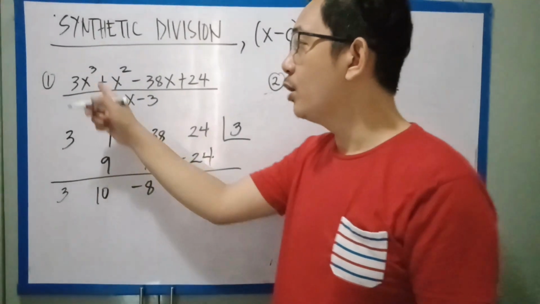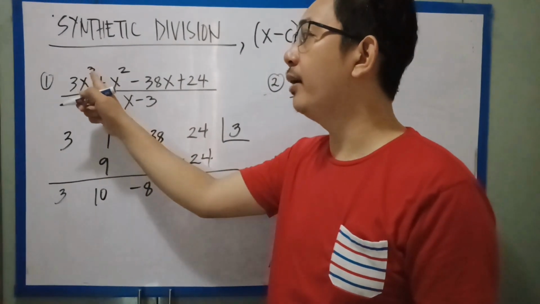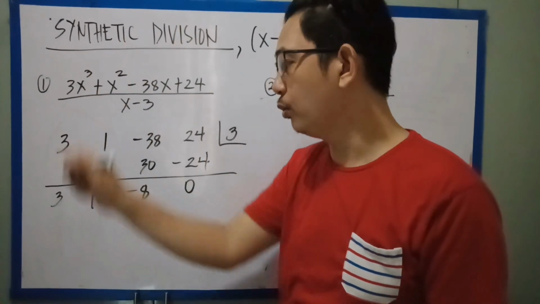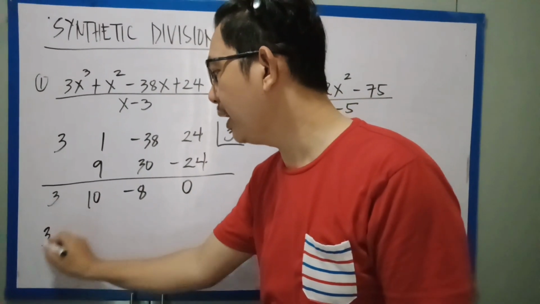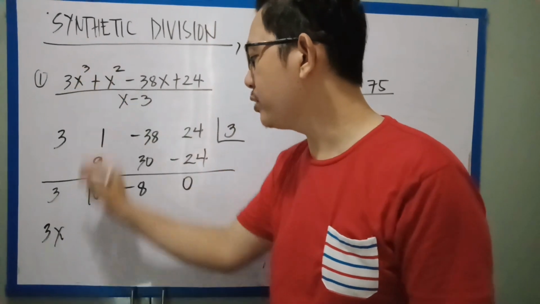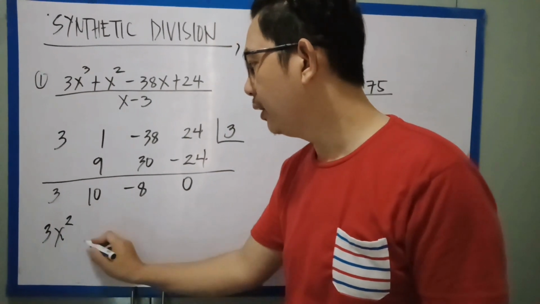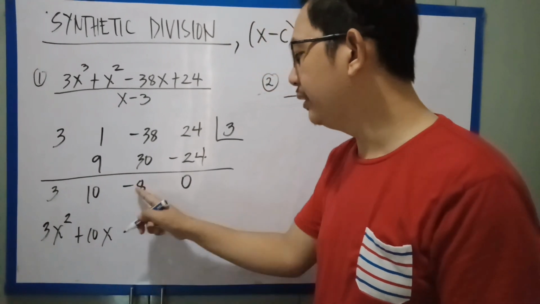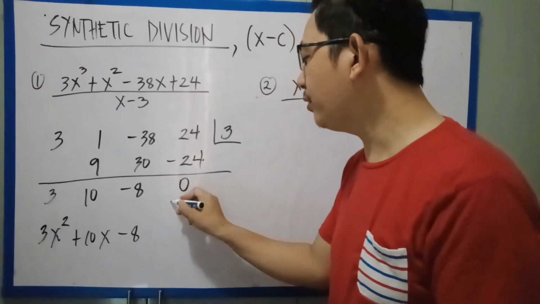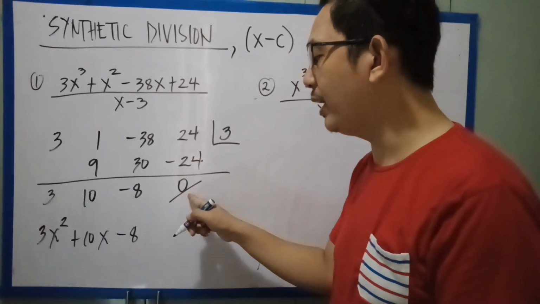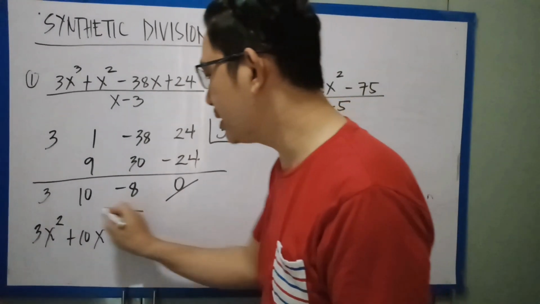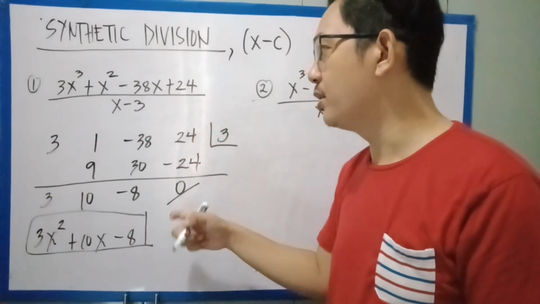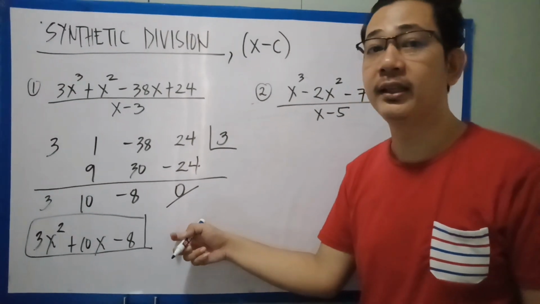In this case, class, we're going to subtract 1 from the highest exponent. So 3 minus 1 is equal to 2. So just write here 3x. 3 minus 1 is 2. So this will become 3x squared. Then plus 10x. Then minus 8. Then 0 is our remainder. So wala 0 na yan, wala na yung remainder. So therefore, this is our answer. The same with the answer a while ago. So that's how we apply synthetic division.